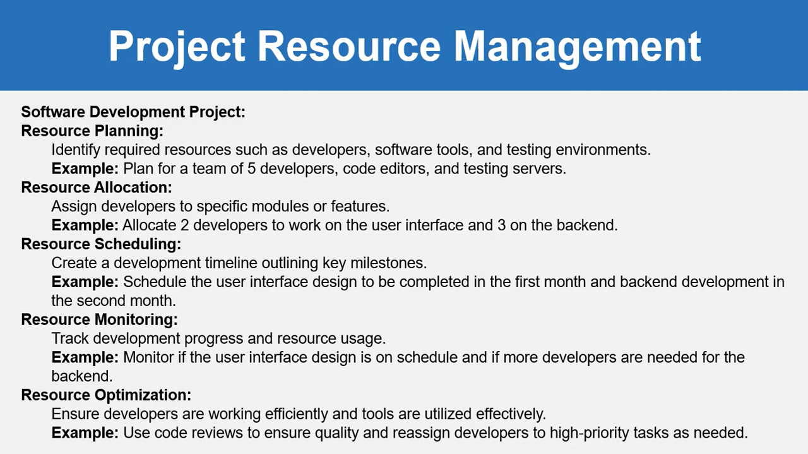Resource scheduling means creating a development timeline outlining key milestones. Examples are scheduling the user interface design to be completed in the first month and backend development in the second month. Then resource monitoring means tracking development progress and resource usage. Examples are monitoring if the user interface design is on schedule and if more developers are needed for the backend. Then resource optimization means ensuring developers are working efficiently and tools are utilized effectively. Examples are using code reviews to ensure quality and reassigning developers to high priority tasks as needed.